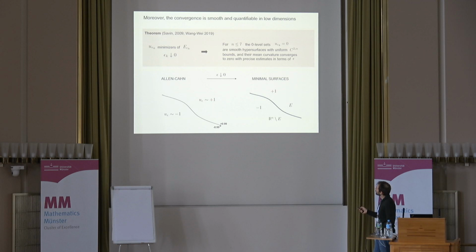Actually, this follows from Savin combined with recent results of Wang and Wei. So if you have a sequence of minimizers, then at least in low dimensions, the 0 level sets are smooth hypersurfaces with uniform C^{2,α} bounds, right? And they converge to minimal surfaces smoothly, and the mean curvature converges to 0, and you can quantify the convergence.